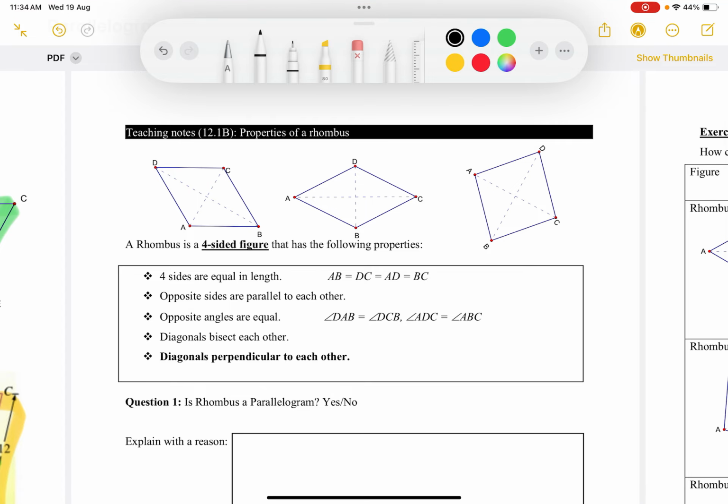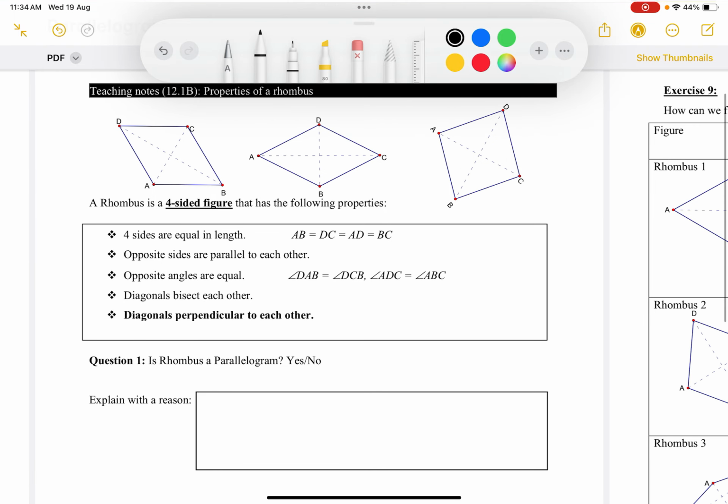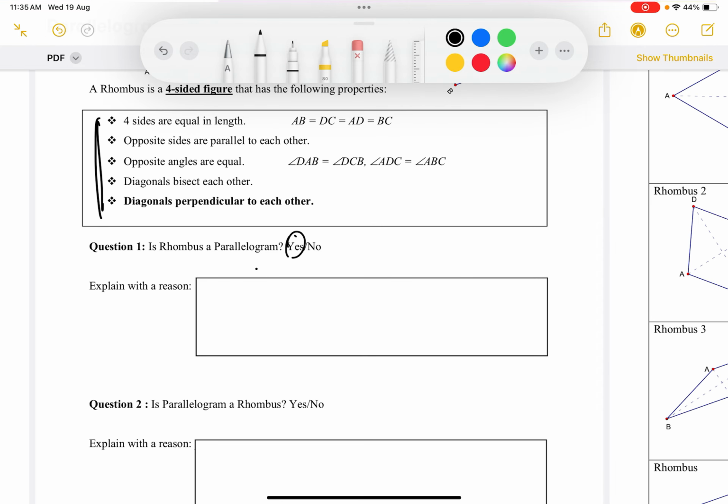Okay, this time we have a rhombus. A rhombus is a 4-sided figure that is actually a parallelogram. These are the properties which we have covered previously already. So yes, it is a parallelogram. What is the reason? It satisfies all properties of a parallelogram.